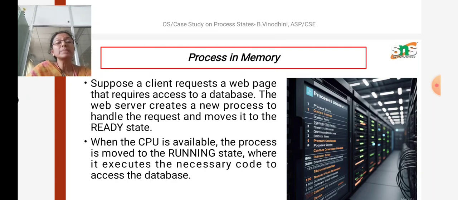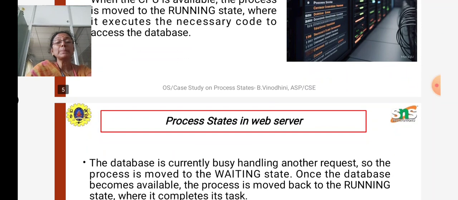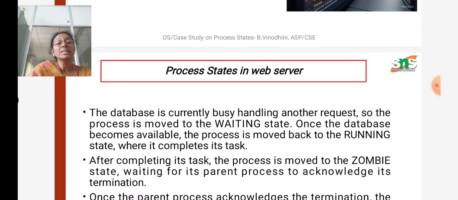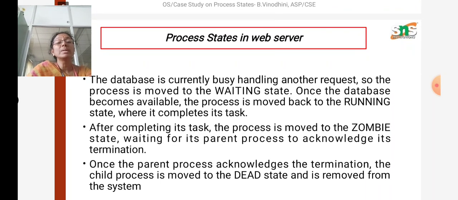Suppose the client requests a web page that requires access to a database. The web server creates a new process to handle the request and moves it to the ready state. When the CPU is available, the process is moved to the running state, where it executes the necessary code to access the database. This is the normal flow of 4 states: new, ready, running and terminated. Suppose the database is currently busy handling another request, then the process is moved to the waiting state. So the database is busy, and the process moves to the waiting state.